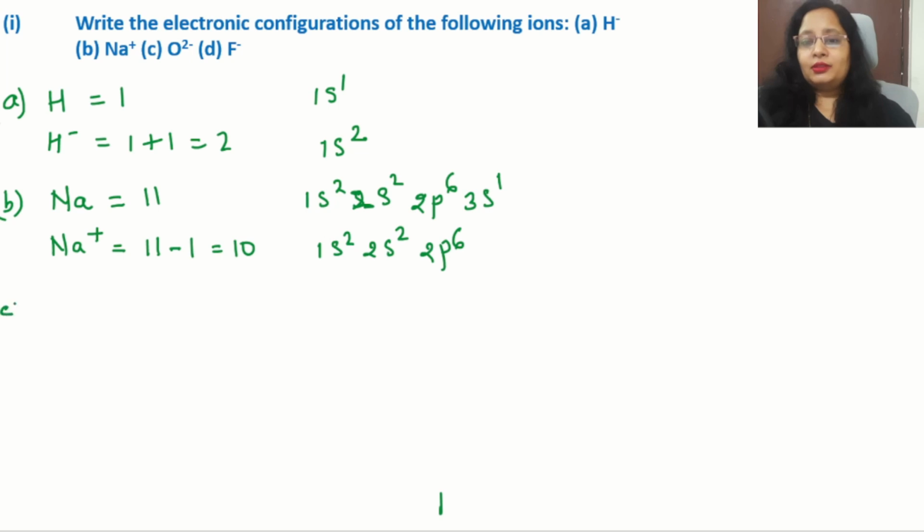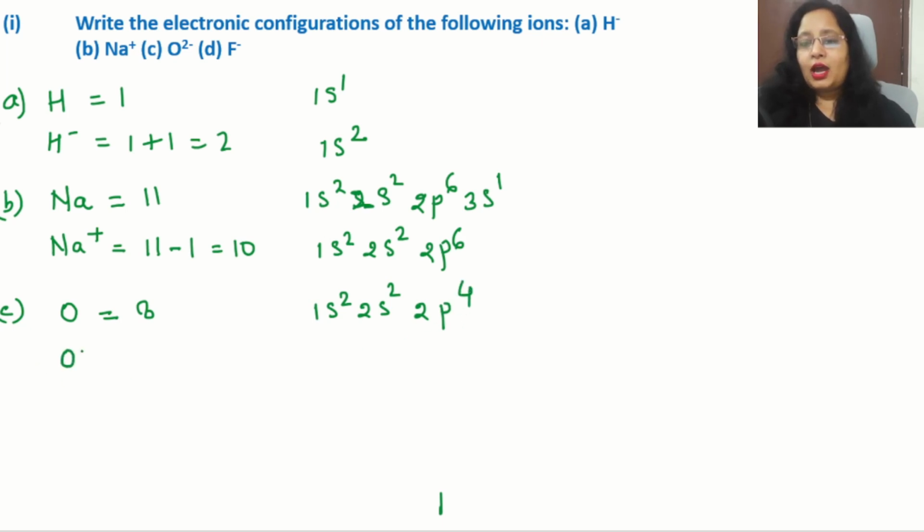Come up to the C. So it is oxygen 2 minus. So first we write for oxygen. Oxygen's atomic number is 8. So configuration should be 1s2, 2s2, 2p4.